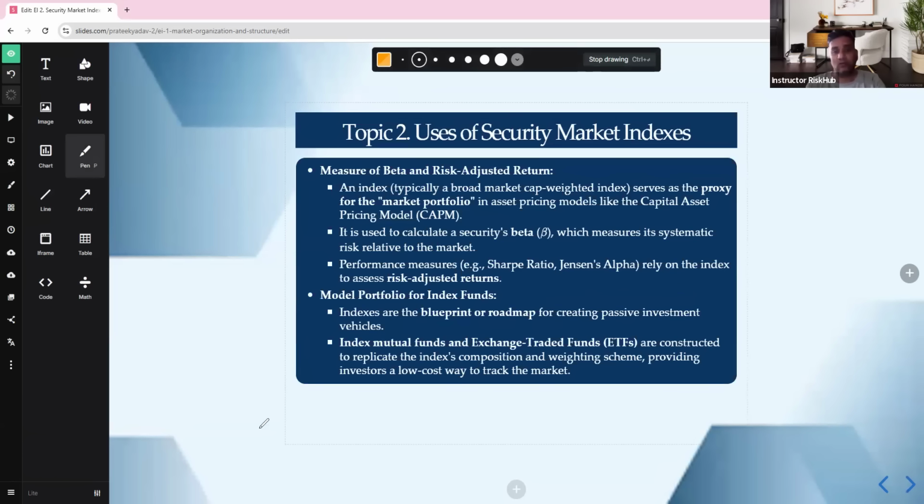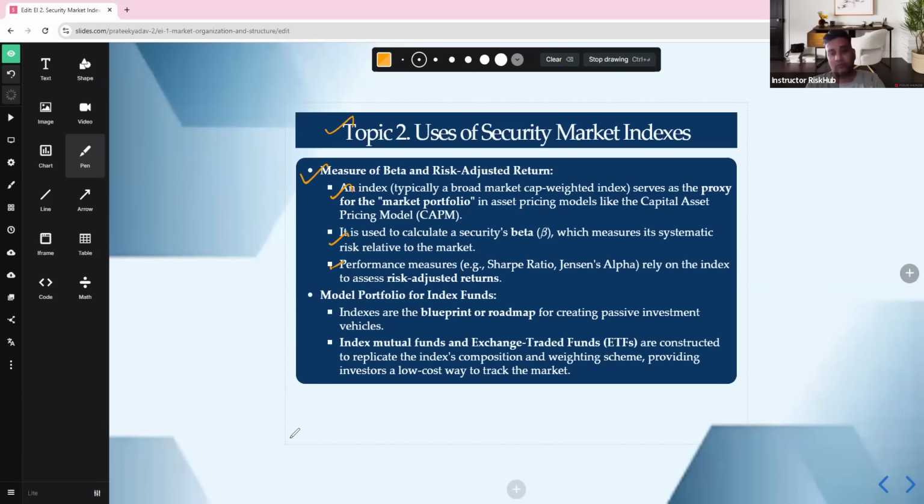One is the core uses here. Again, measure of your beta and risk adjusted return. Index is your market portfolio risk. CAPM is used to calculate beta, systematic risk, using performance metrics, Sharpe ratio, Jensen alpha. Critical distinction is that index measures your systematic risk, market risk, not your unsystematic risk, which is diversified away.